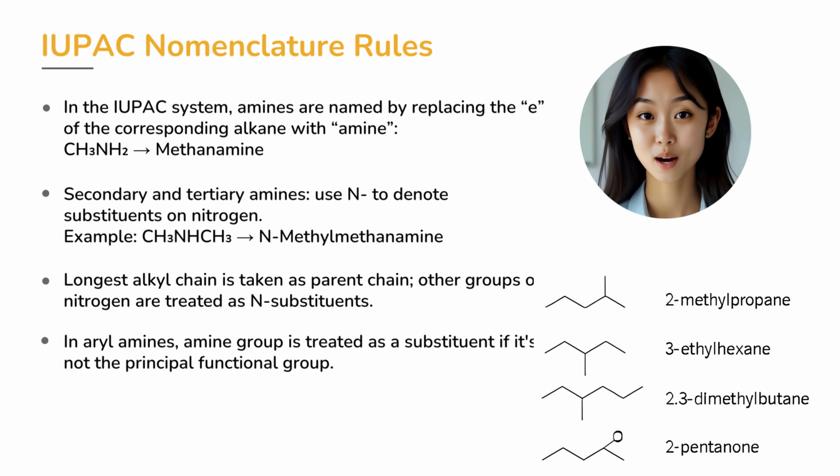Now, what if a nitrogen has more than one alkyl friend, like in secondary or tertiary amines? Here, the IUPAC system gets fancy and uses N to indicate substitutions happening right on the nitrogen itself. So, if we look at CH3NHCH3, it's named N-methylmethanamine. The N-methyl tells us a methyl group is attached to nitrogen and methanamine is the parent. The longest alkyl chain in the molecule takes center stage as the parent chain, while other groups attached to the nitrogen get the N prefix.